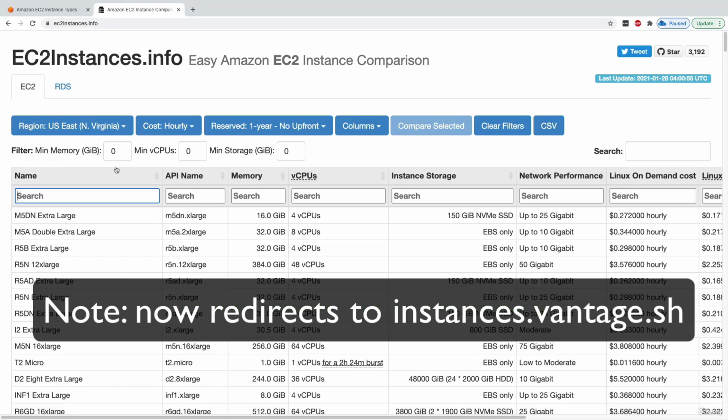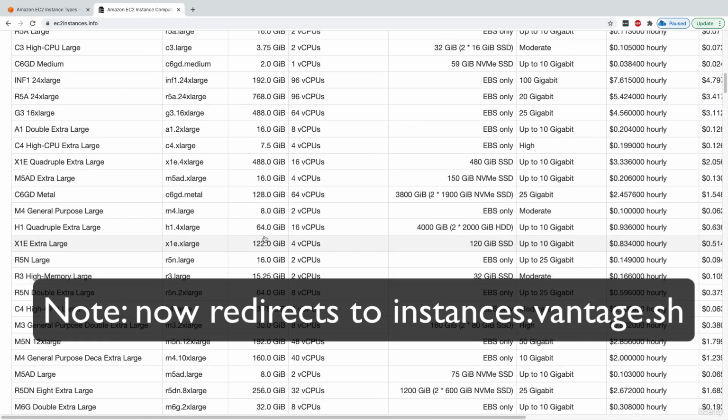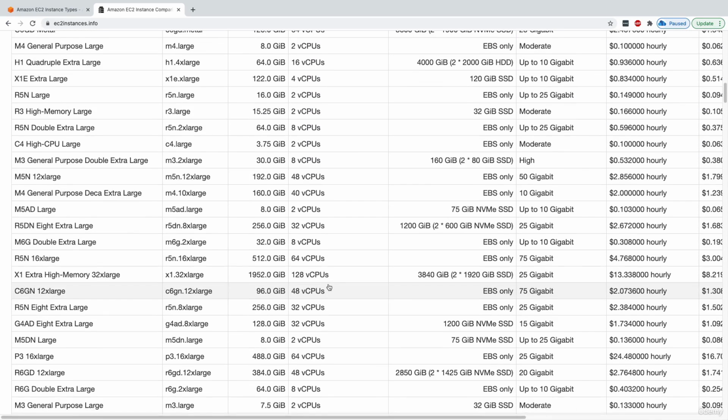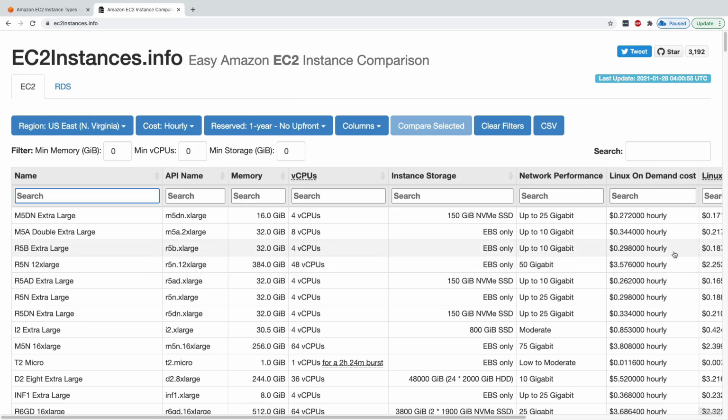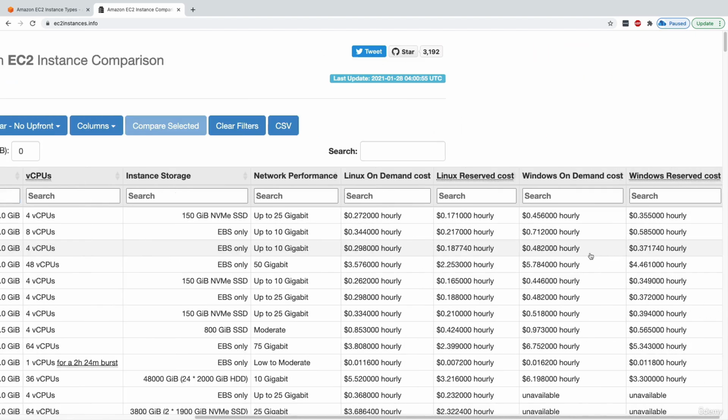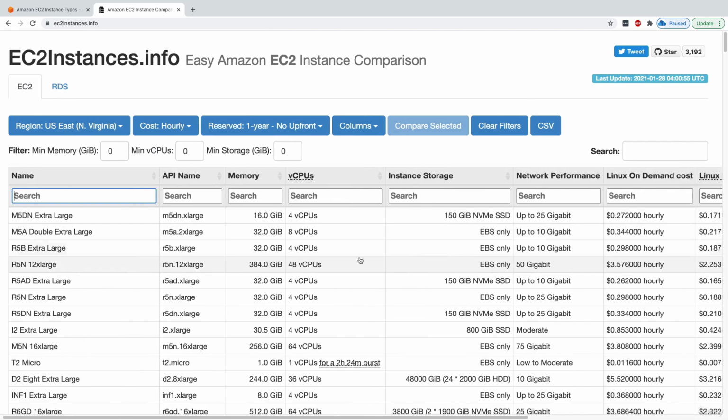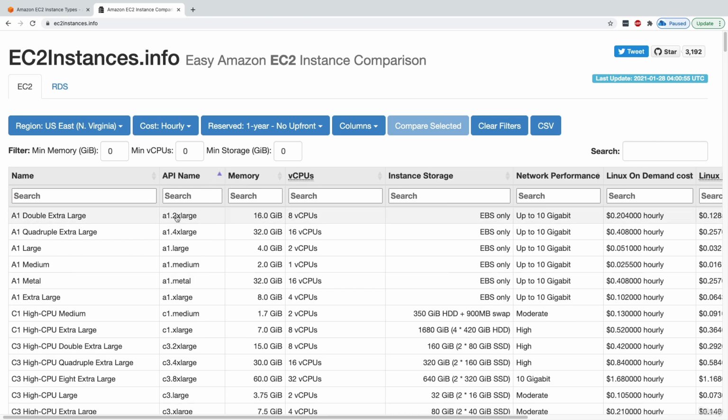So I am on the ec2instances.info website, and as we can see, we have a list of all the instances available in AWS, really a lot. We also get some cost information, like the Linux on-demand cost and the Linux reserved cost, and so on. We get information around the memory and the number of vCPU. We can order by name, we can search, so it's quite handy. I really like this website, and if you go and use AWS, you probably will use this website as well.